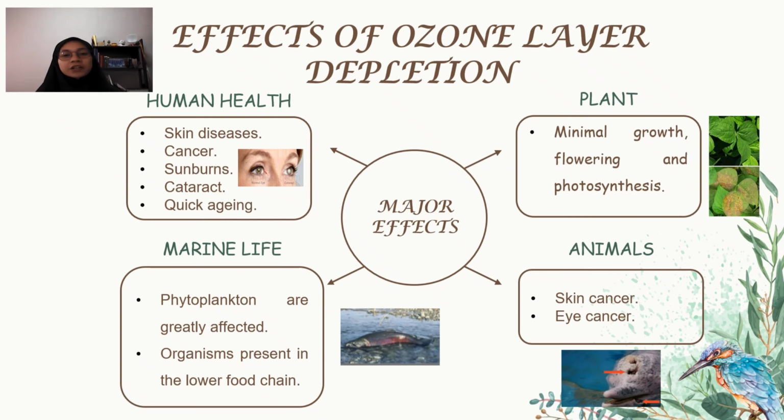For plants, the ultraviolet radiation will enter the stomata of the leaf and burn the tissue during respiration, which can cause minimal growth, flowering, and even affect photosynthesis. For animals, it is the same as for humans. It can cause skin cancers and eye cancer. For marine life, phytoplankton are greatly affected because they are very sensitive to ultraviolet radiation. They play a crucial role in the complex ecological food webs, so this can cause a lower food chain in marine life.